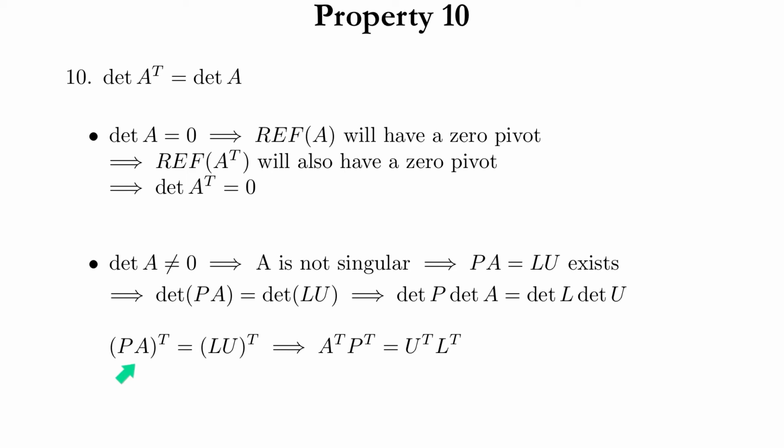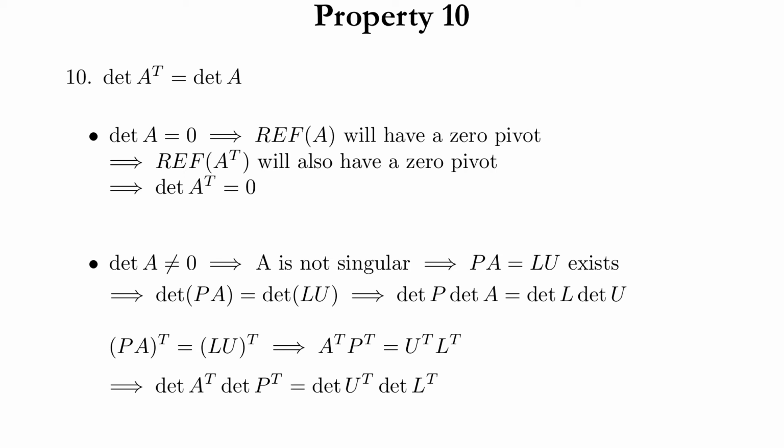Now the left-hand side is going to give us A transpose times P transpose, and the right-hand side is going to give U transpose times L transpose. Next, I'm going to take the determinants on both sides. So we get the determinant of A transpose times the determinant of P transpose is equal to the determinant of U transpose times the determinant of L transpose.